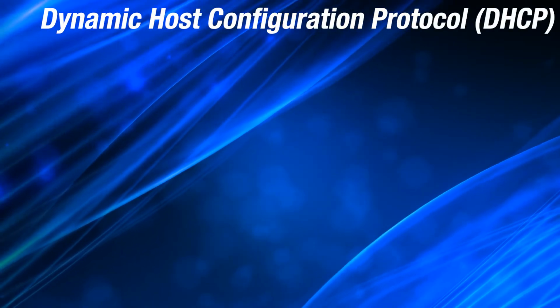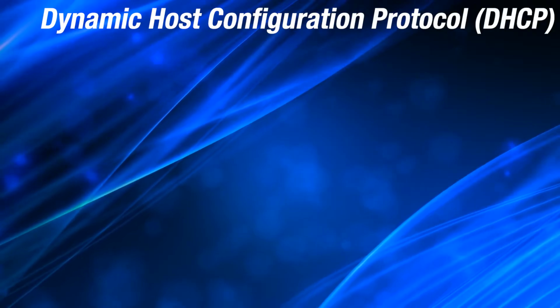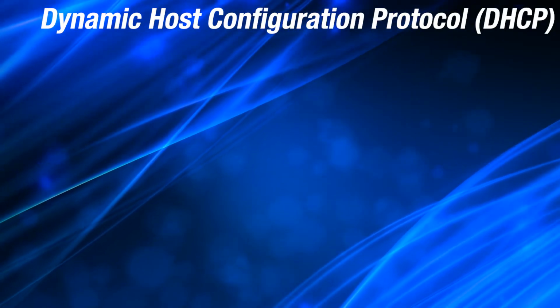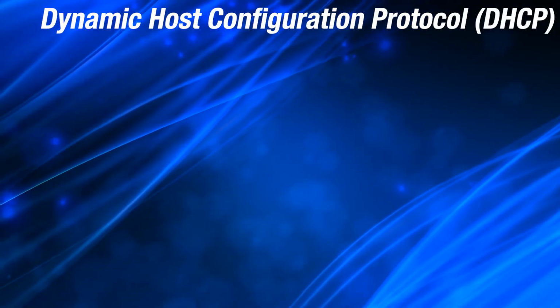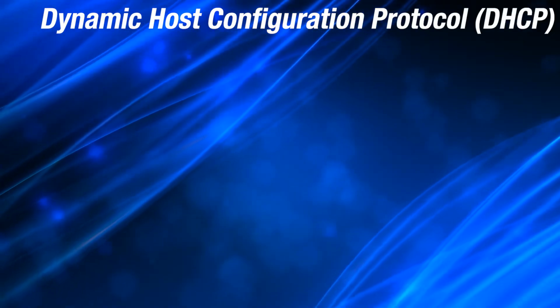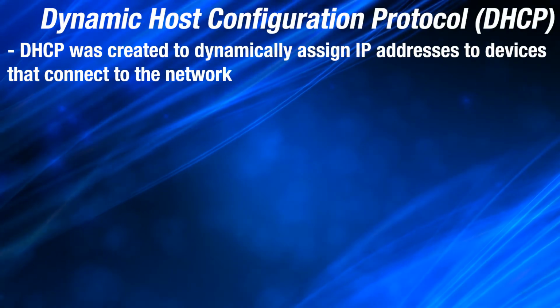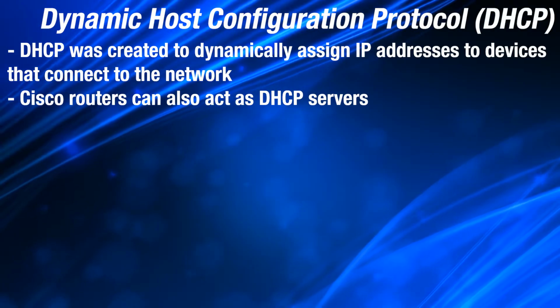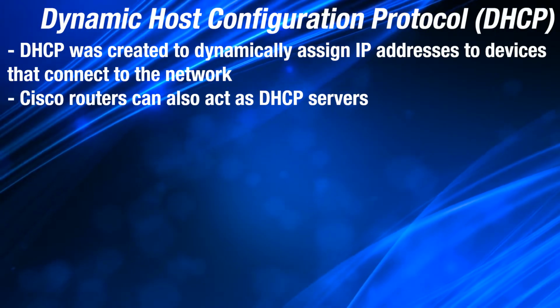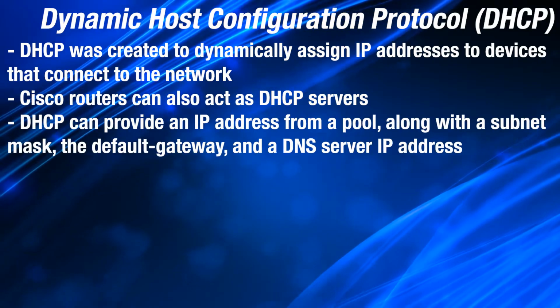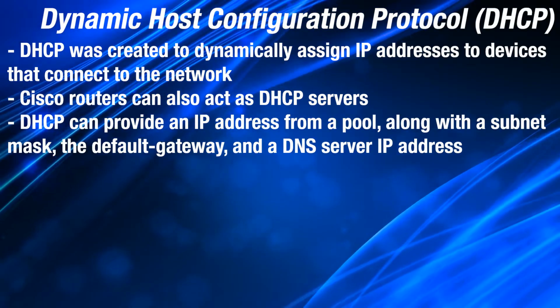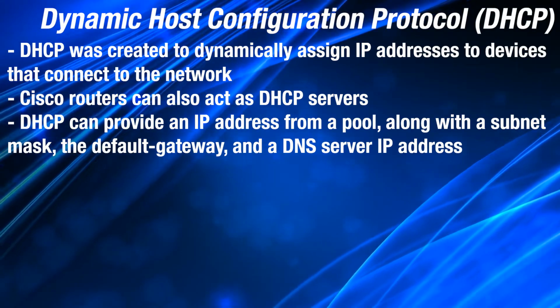Dynamic Host Configuration Protocol, or DHCP, was created to simplify the process of IP address assignment. This centralized solution allows organizations to assign IP addresses with ease. Though there are dedicated DHCP servers out there, Cisco IOS allows a router to work as a fully functioning DHCP server, providing manual allocation, automatic allocation, and dynamic allocation.